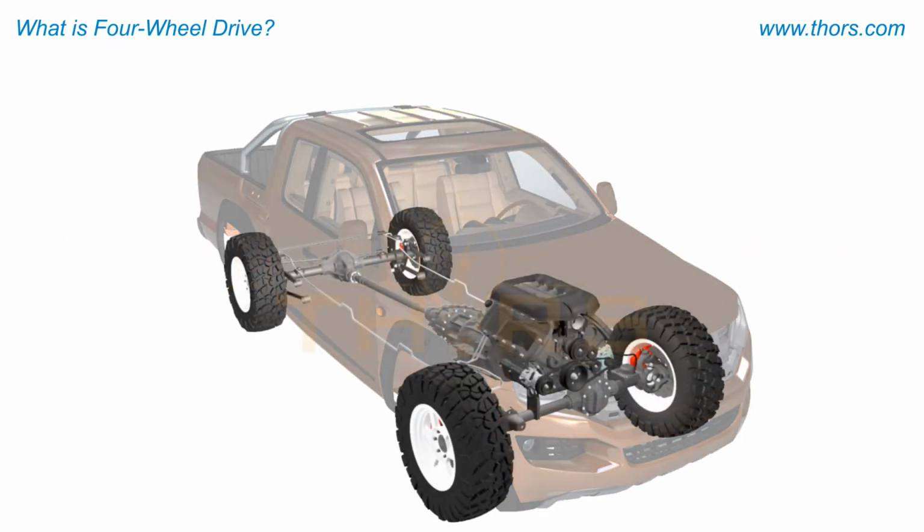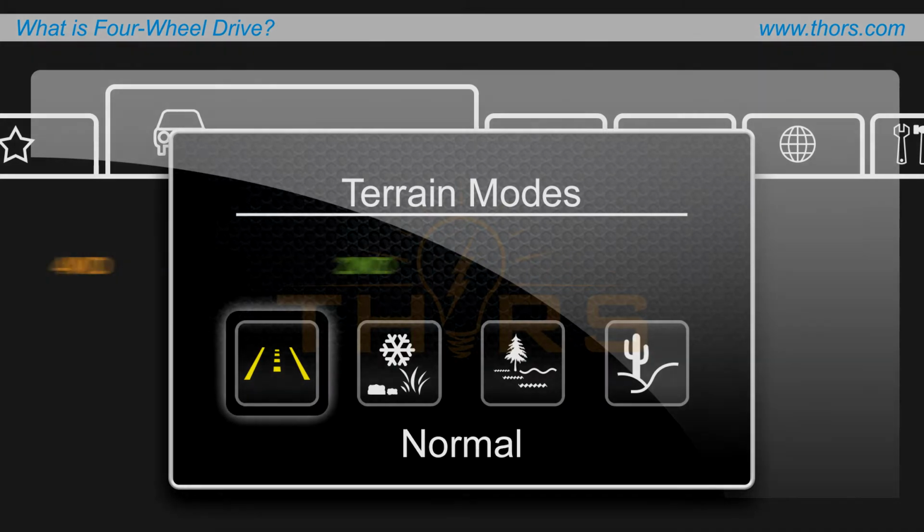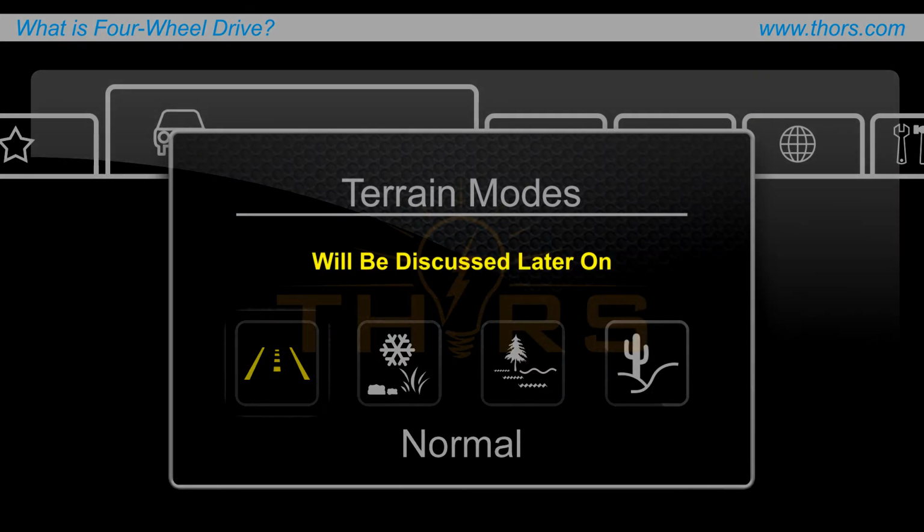Four-wheel drive, also known as 4x4, refers to a two-axle vehicle drivetrain that is capable of providing torque to all of its wheels simultaneously. There are various reasons a vehicle owner would prefer a four-wheel drive vehicle over a two-wheel drive vehicle, which is commonly seen as 2WD. These reasons will be discussed later on.